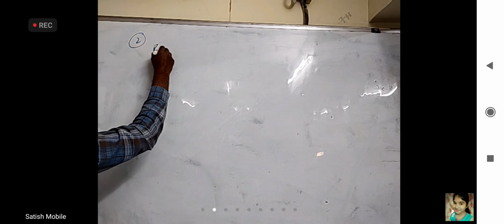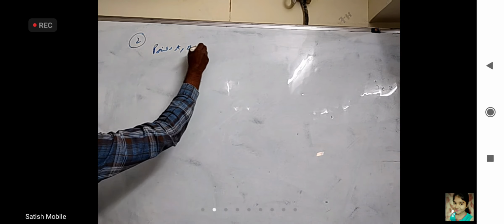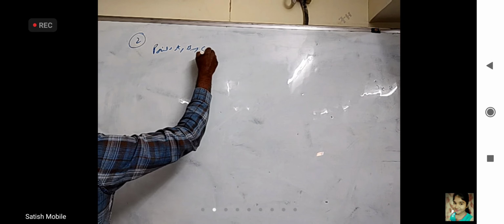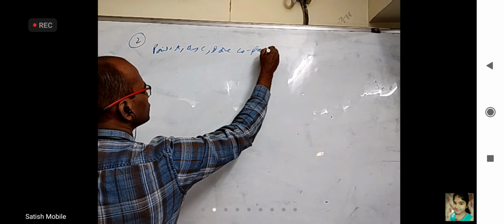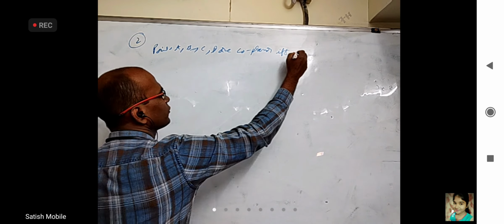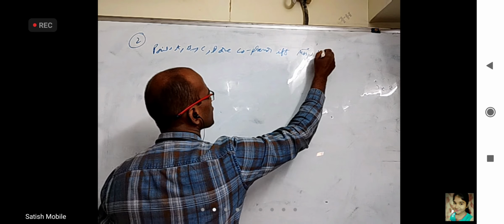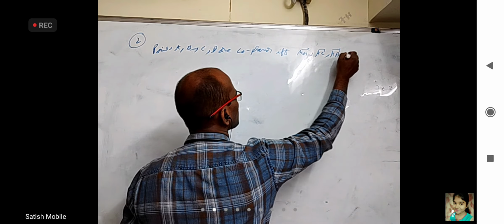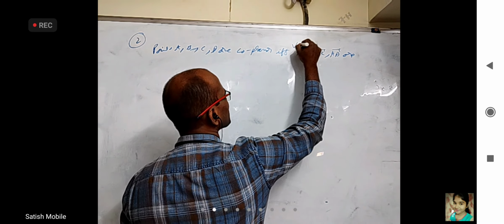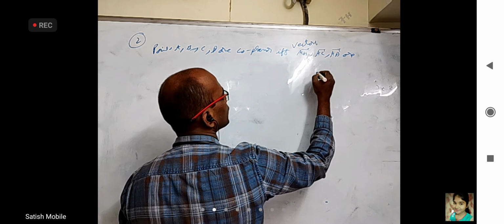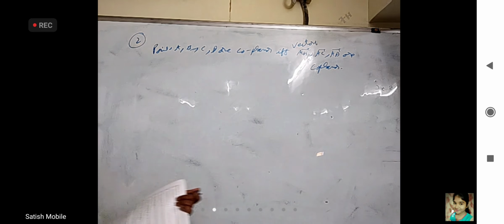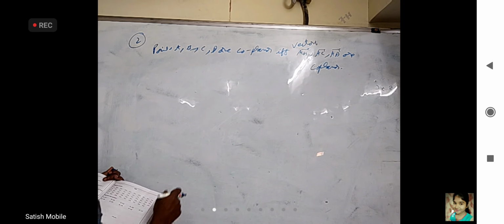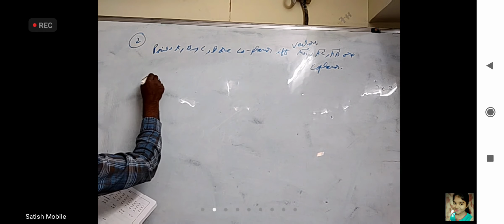So points A, B, C, D are coplanar if and only if AB bar, AC bar, AD bar are coplanar vectors. Okay, so you have to find them here. So what is AB bar here?